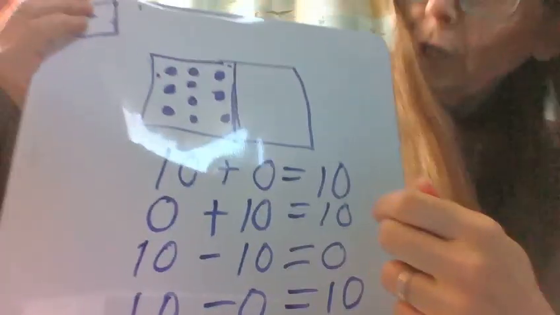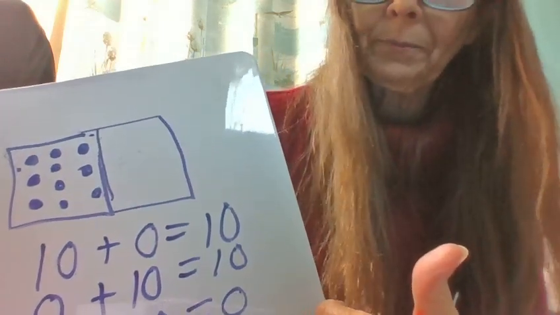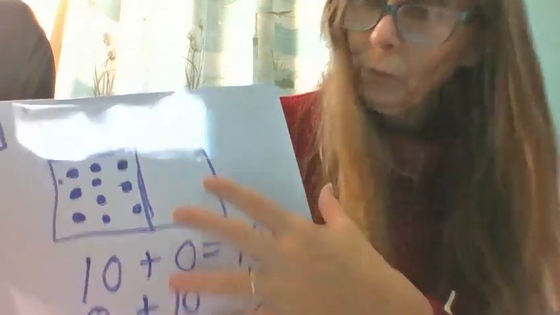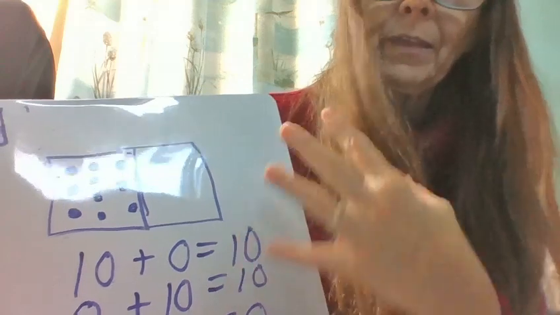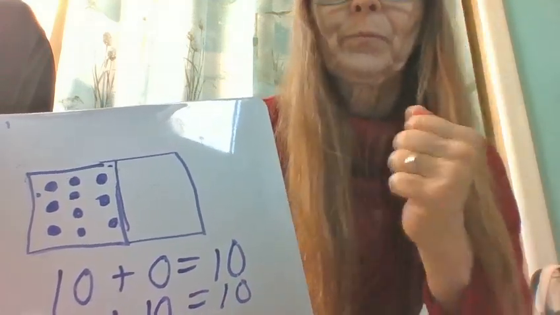Notice that all 4 equations have a 10, a 0, and another 10. That's the way we make a fact family. They all have the same 3 numbers. Okay. My hope is that this will allow you to complete that page.